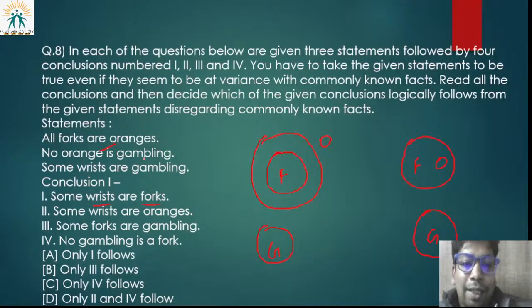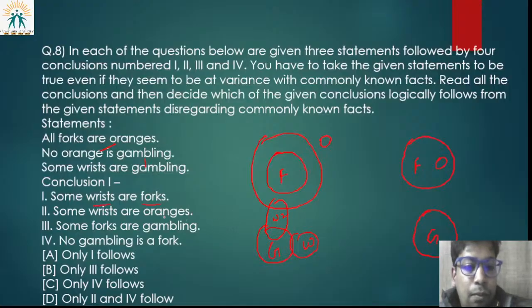And gambling is connected here. So then you can connect wrists and forks when you take all three. So in this case my diagram will be helpful. So let's quickly see. Some wrists are gambling, so we can make wrists here, we can make wrists here, also by joining these two, wrist 2, right?